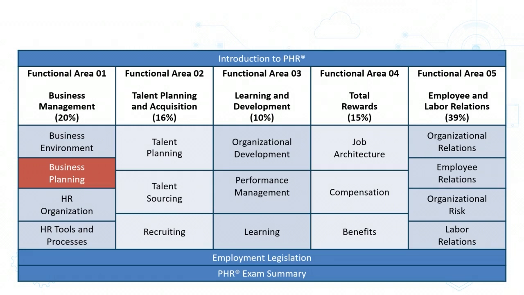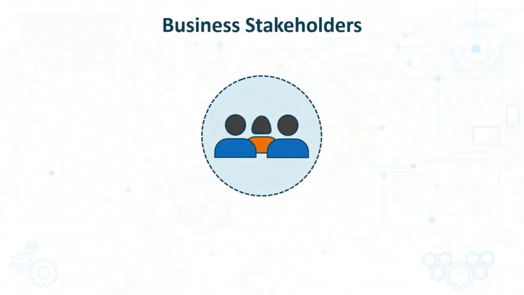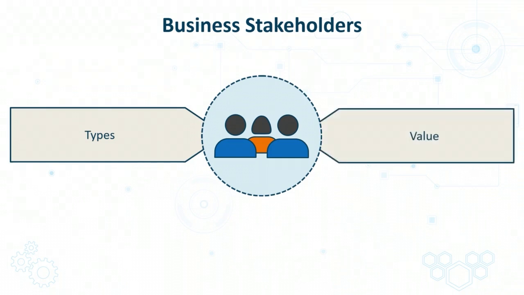We'll address the decisions to be made when configuring the internal operations and aligning resources to meet the organization's goals and objectives. We'll take a look at the various stakeholders by their types and values to the business.